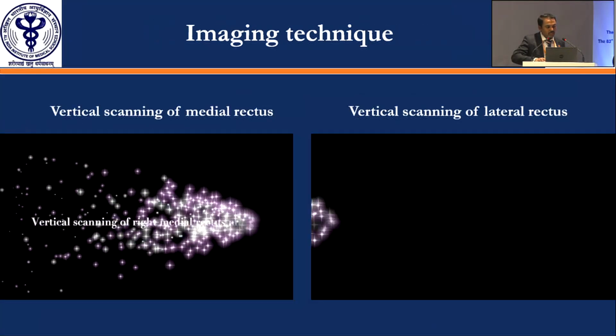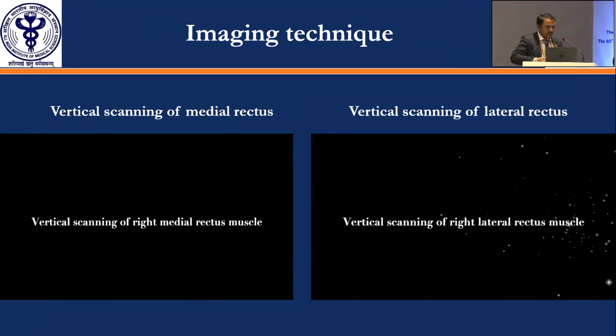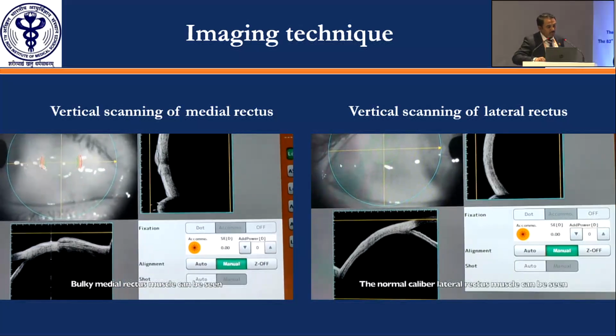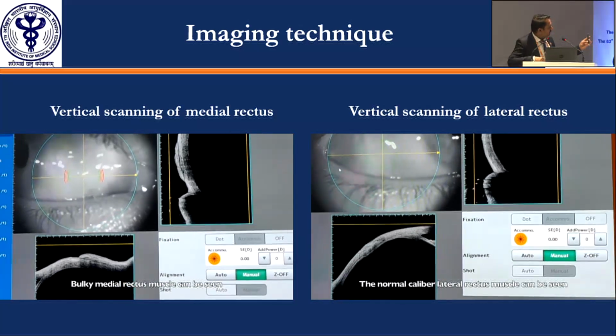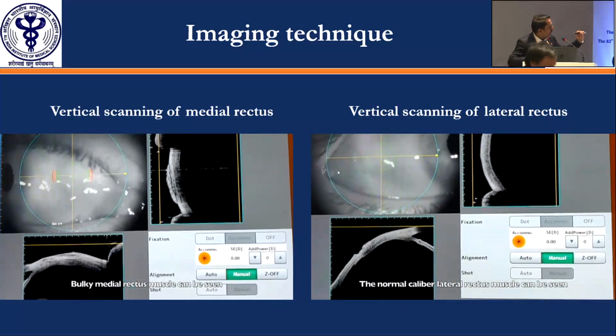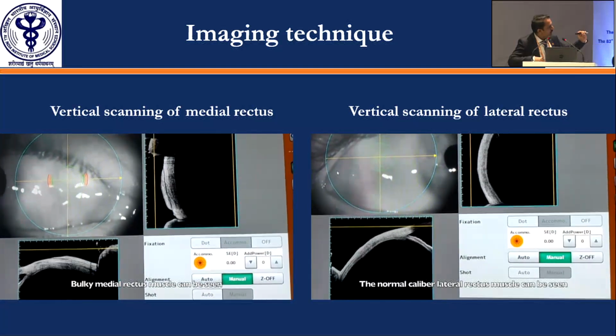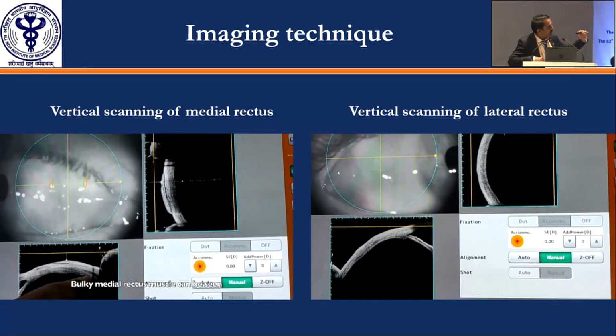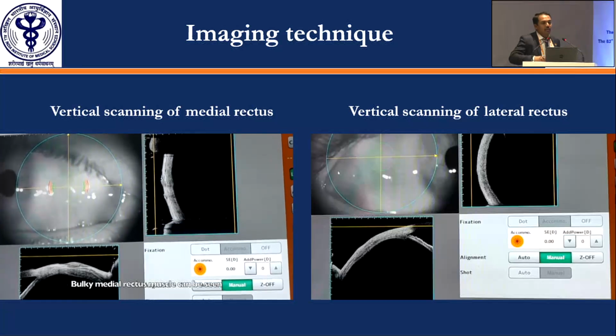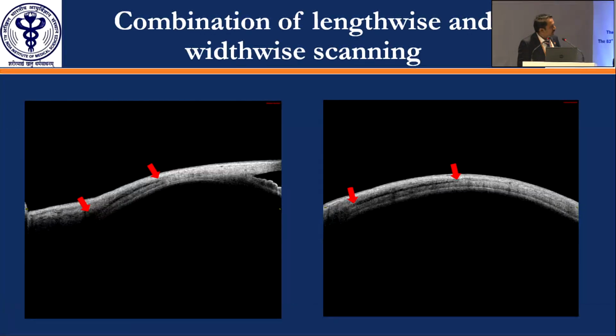So how do we scan this? This is a Casia 2 swept source anterior segment OCT. We should consider this plus-shaped configuration because it has lengthwise and widthwise scanning. This is for the medial rectus muscle, and that is for the lateral rectus muscle. This is again lengthwise, and this is the widthwise scanning. This is how we combine both the vertical and horizontal scanning.